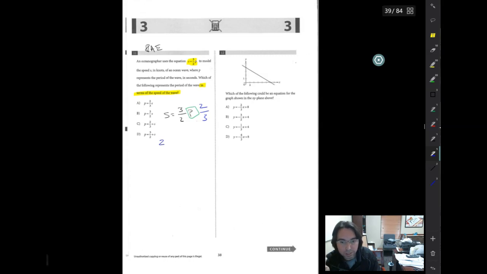Over this side, it's going to be 2 over 3 times S equals P, because remember 3 halves times 2/3 gives me 1. And as a result, I'm going to have P equals 2/3 times S. So the answer choice here is A.